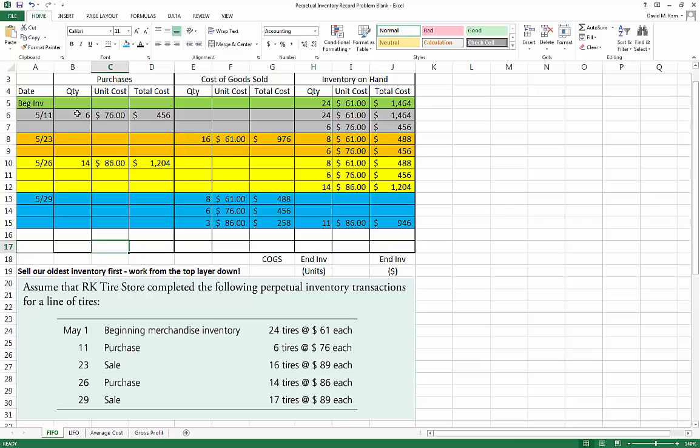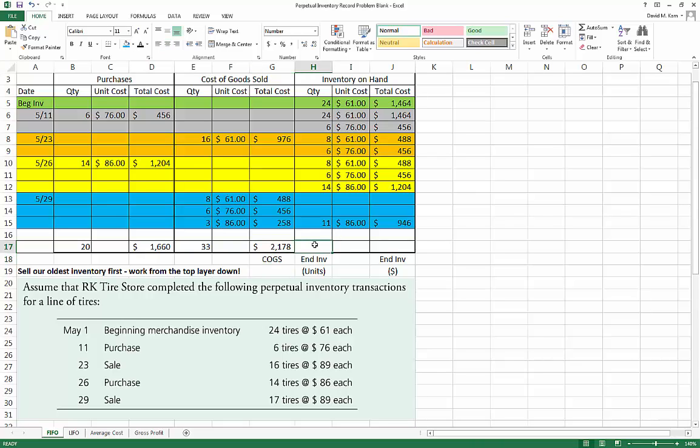Okay, so we can make some totals here now. We'll total this up. We see that we purchased 20 units. That makes sense. We bought 6 here and 14 there, so that's 20, at a total cost of $16.60. We sold a total of 33 units, and our cost basis under FIFO, $21.78, represents our cost of goods sold total right there.